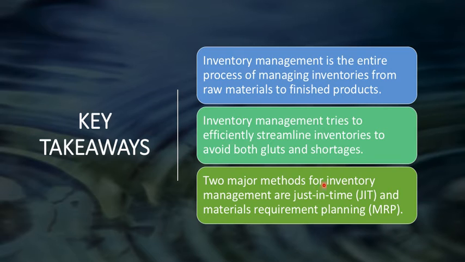Then there are two major methods of inventory. There are many, but here are two major ones: just in time and MRP. MRP is not just a method; it's a kind of option or technique that you can use to maintain or manage your inventory. Just in time is really important, and most companies use it to maximize the advantage or output from their inventory.